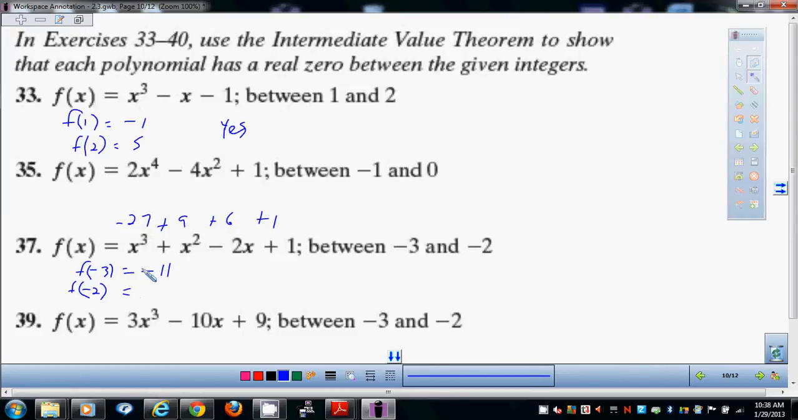Is there a root between those? Yes. If they're both positive or both negative, then it's no. If there's a sign change, it's yes. That's all the intermediate value theorem is. Yes, there will be a test question about one. There will be one of those on your test and homework.